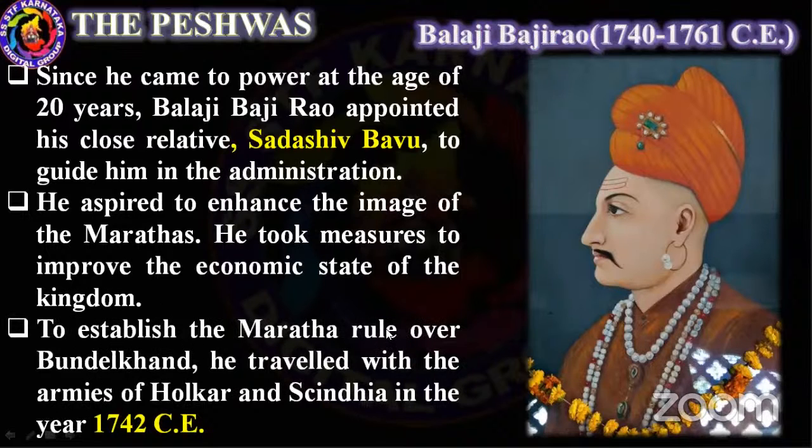To establish Maratha rule over Bundelkhand, he traveled with the armies of Holkar and Scindia in the year 1742. To capture Bundelkhand and other areas, he went with the army of Holkar and Scindia and captured Bundelkhand also.